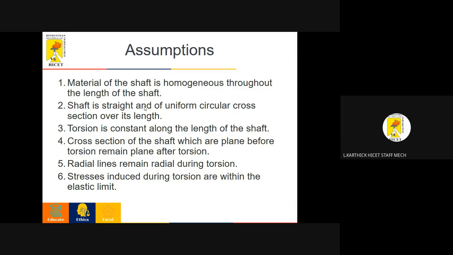What are they? Material of the shaft is homogeneous throughout the length of the shaft, which in simple terms we may call the material of the shaft is uniform throughout the length of the shaft. Why is it?